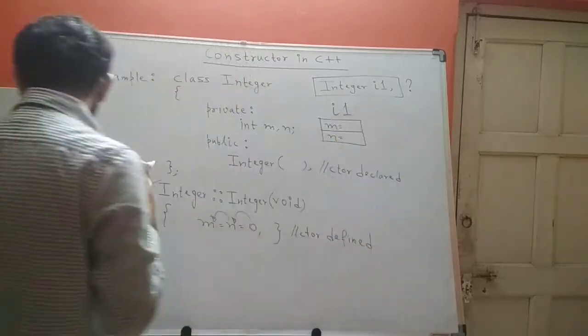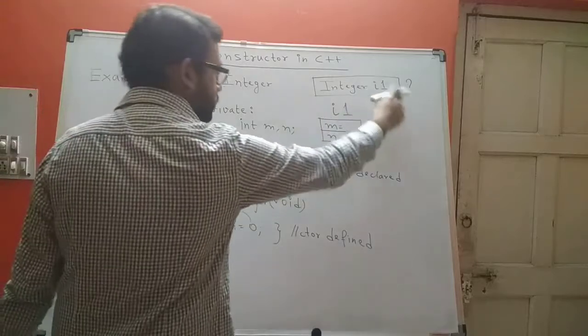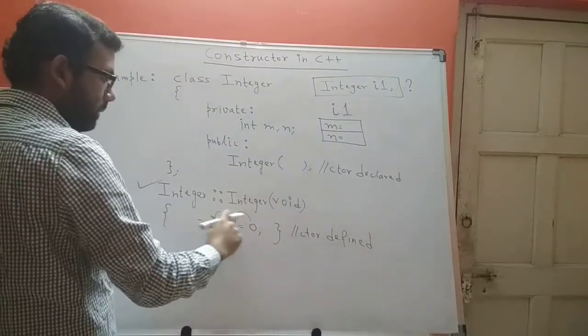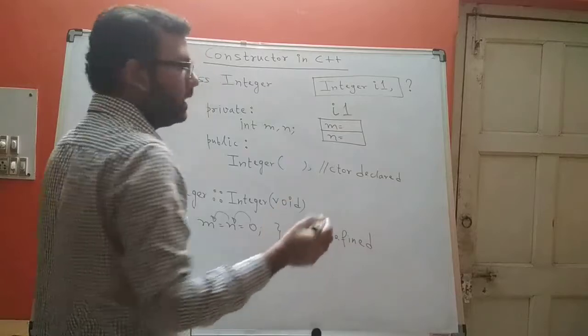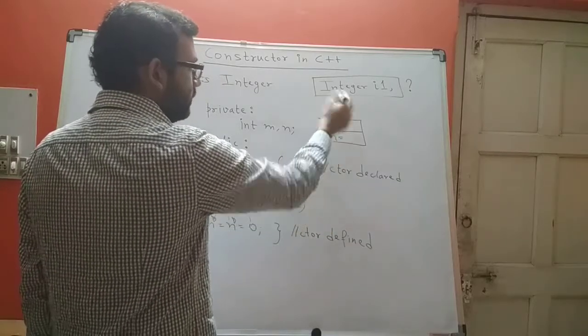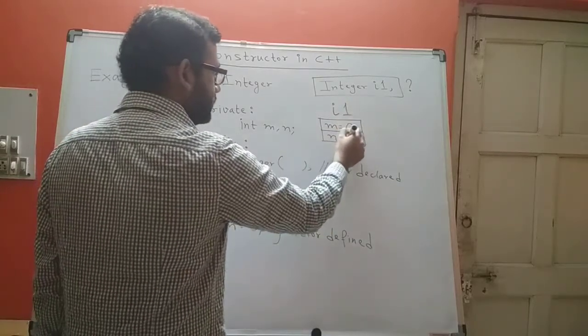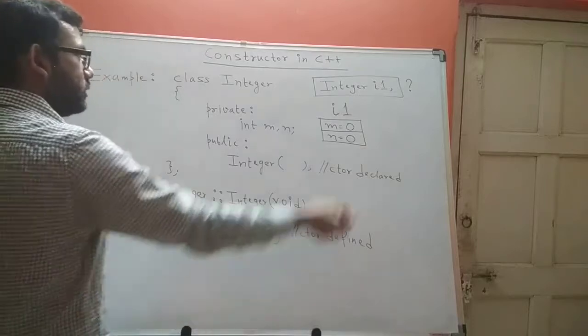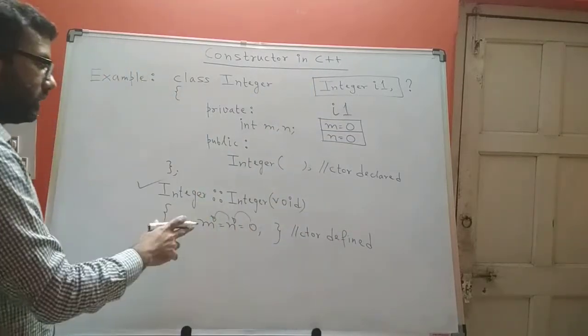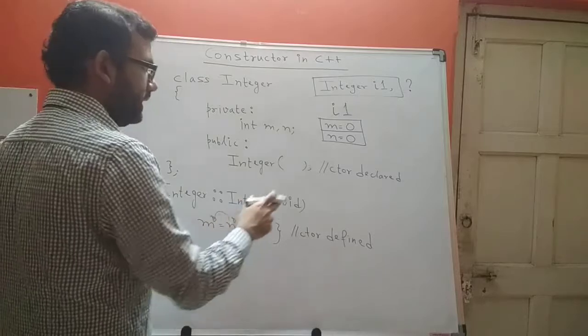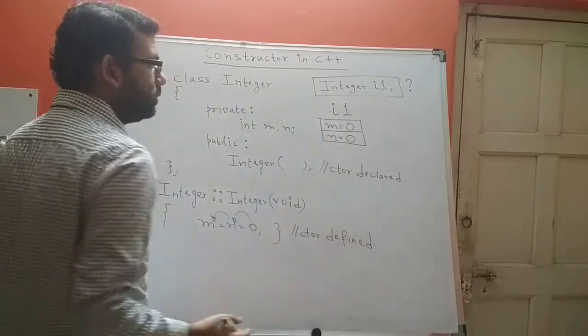But coming back to our point on constructors, the control flows here. Now, m gets a value of 0 and n also gets a value of 0. And this m and n are the copies of I1. So, m gets a value of 0, n gets a value of 0, and the control again returns back. Now, what happens here is the constructor automatically initializes these two data members.